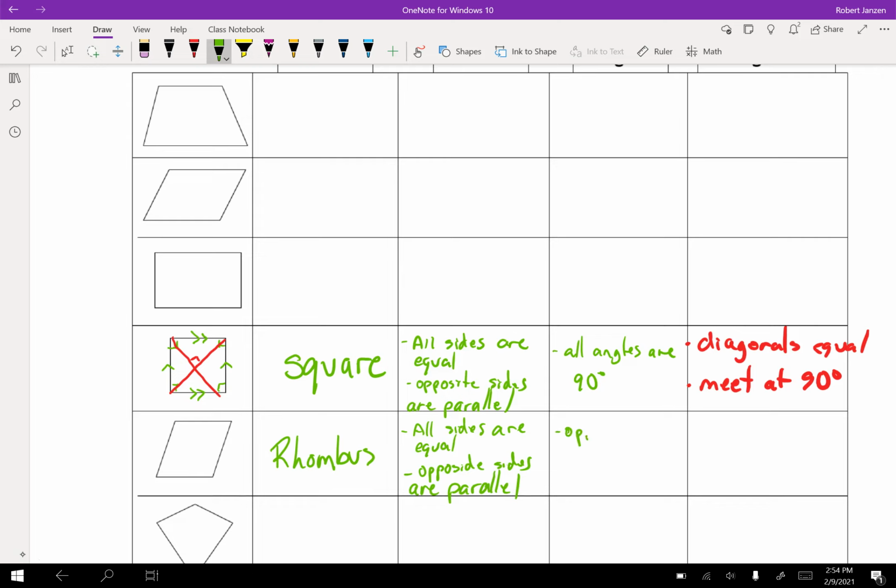Here we're just going to say opposite angles are equal. So if I look at my shape, first of all four sides are the same. Opposite sides are parallel. Opposite angles are equal, so this one would equal this one, and then this one would equal this one.